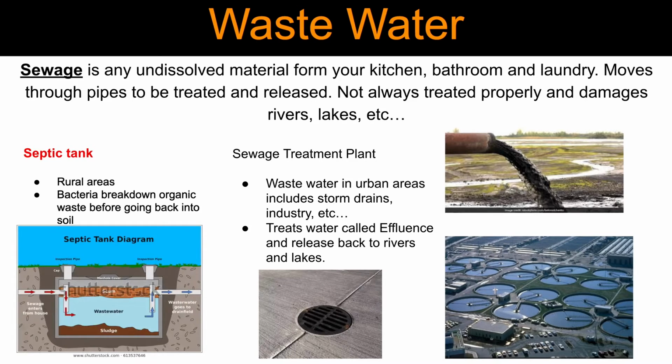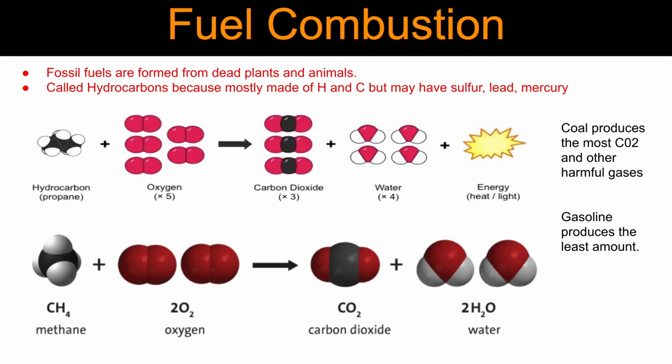The last thing that we're going to talk about that's not really great for the environment is something called fuel combustion, which is basically happening in industries and plants. Fossil fuels are formed from dead plants and animals, and we have a lot of fossil fuels here in Alberta. They're called hydrocarbons because mostly they're made of hydrogen and carbon. I call the special kind CHO: carbon, hydrogen, and oxygen. A lot of gases and a lot of organic material are made out of CHO.